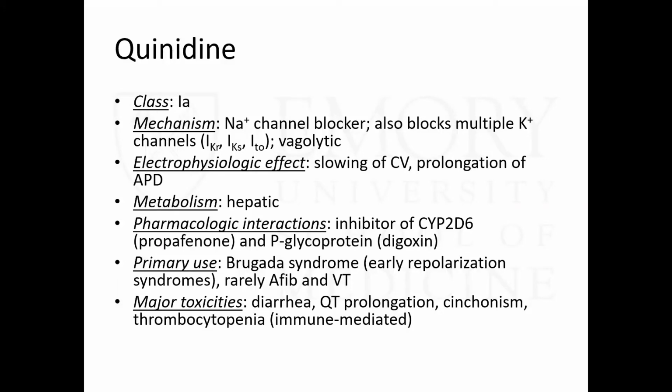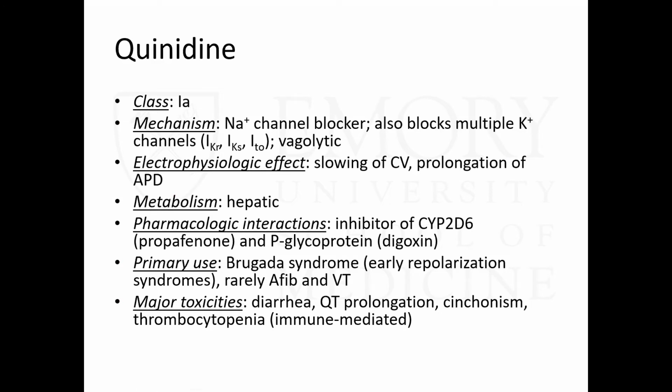So we're going to start out going through the class 1A antiarrhythmics. This is quinidine, disopyramide, and procainamide. The one thing that I will say about class 1A antiarrhythmics is that they are very rarely used clinically because they are very promiscuous drugs. You'll see I've got the mechanism listed here, but most of them bind to multiple channels. And they also have a lot of specific toxicity. So it's pretty rare in clinical practice for us to use class 1A antiarrhythmics.